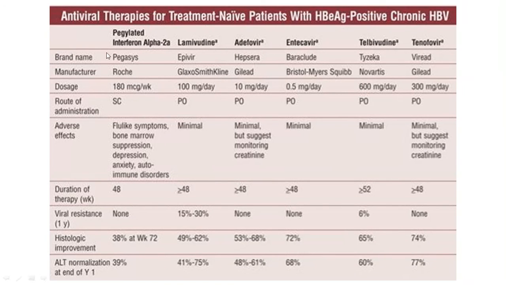So these are the various therapies for HBeAg positive chronic hepatitis B. As I told you, PEG, lamivudine, adefovir, entecavir, telbivudine, tenofovir. These are the drugs which can be helpful in treating a patient affected by chronic hepatitis B virus. In this, the interferons are subcutaneous. The rest are all oral.